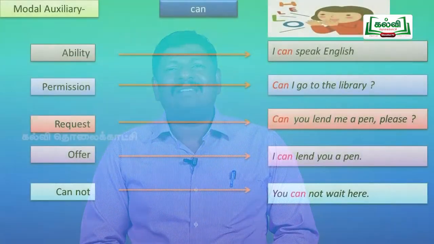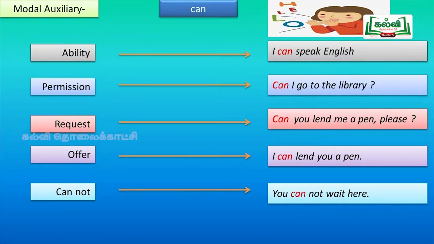Let us learn them one by one in a detailed way. The first one, can. Can is used to show or express ability of a person, or to convey a request, permission, or offer, or in the negative form. Look at the sentences on the right side.